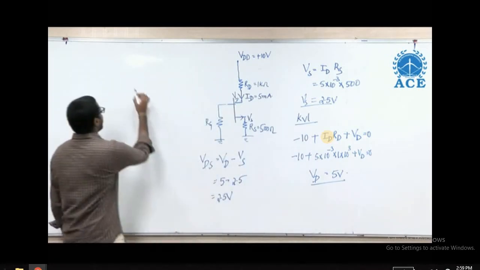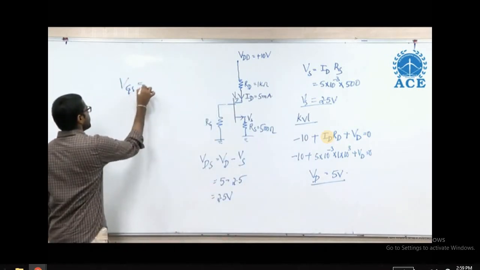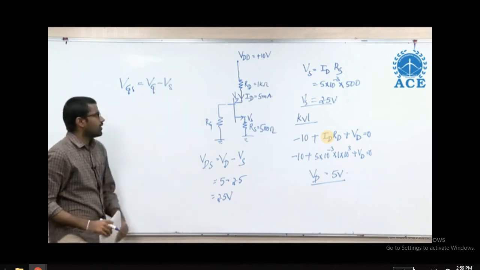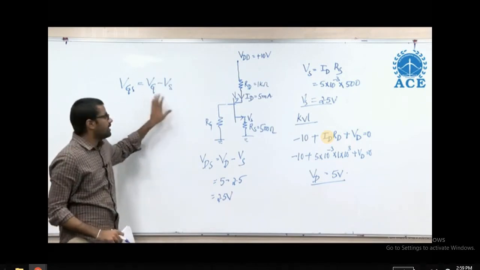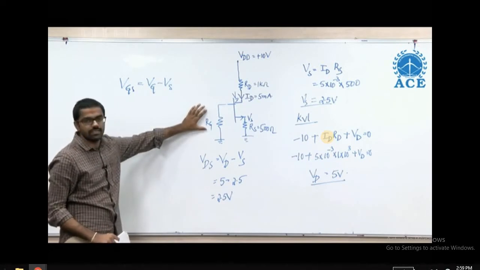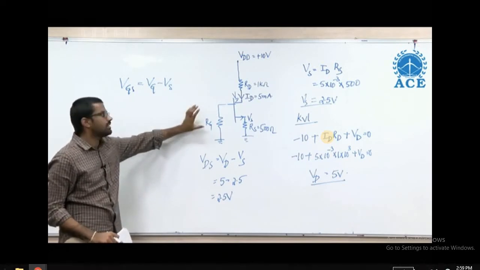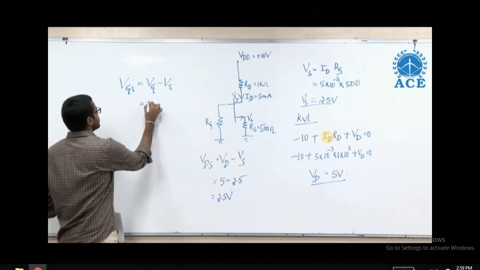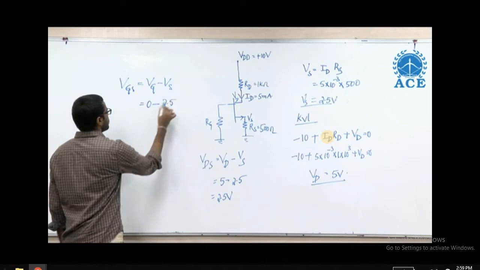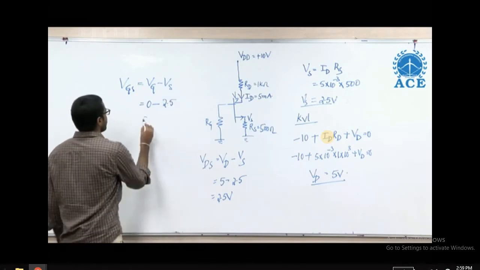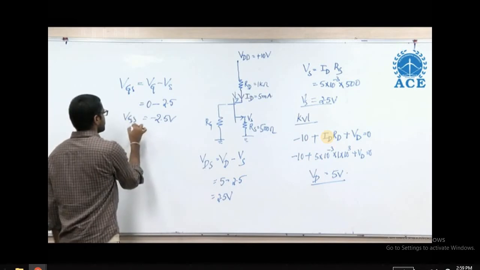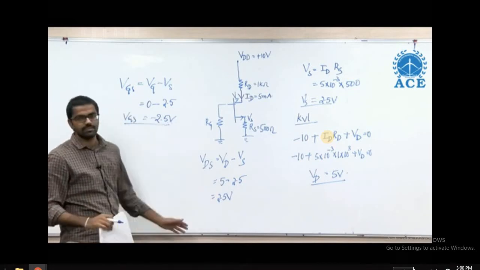Again, we have to find VGS. VGS is nothing but VG minus Vs. To find the voltage at the gate terminal, as no current passes through the gate terminal of this FET transistor, we can treat it as 0, minus the voltage at the source terminal, 2.5 volts. So it is minus 2.5 volts. VGS is minus 2.5 volts and VDS is 2.5 volts.